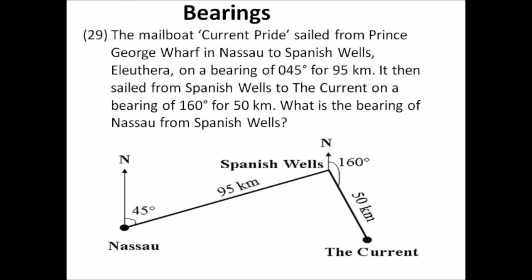Some simple calculations and you will have the answer. Use the 45 degrees, that's important, at first. Got it? Number 30, probability. Tourists arrive on the island of Eleuthera either by air A or by sea S.